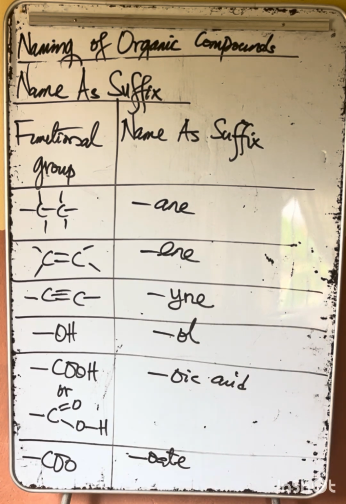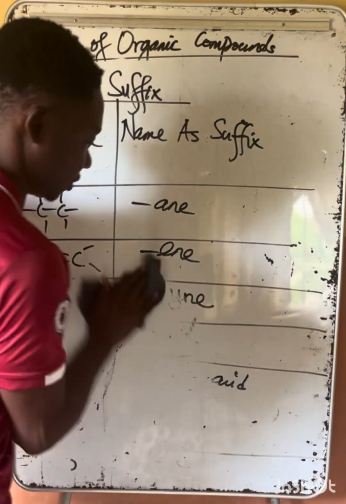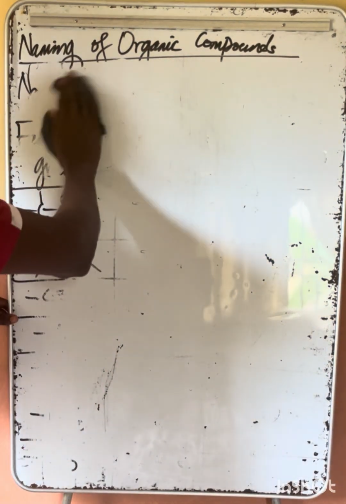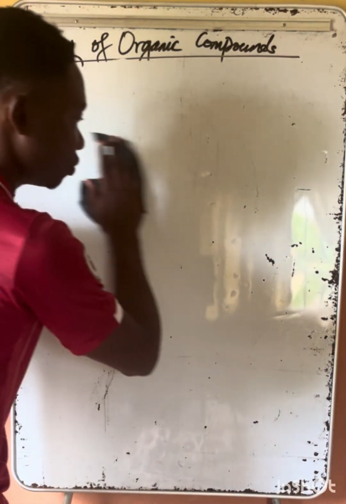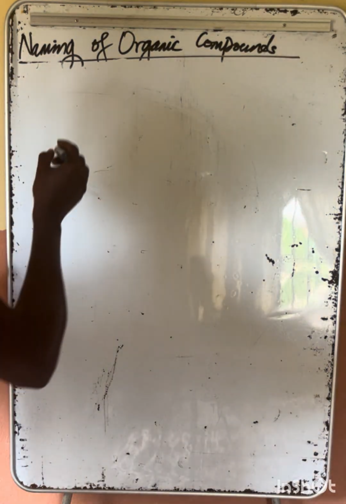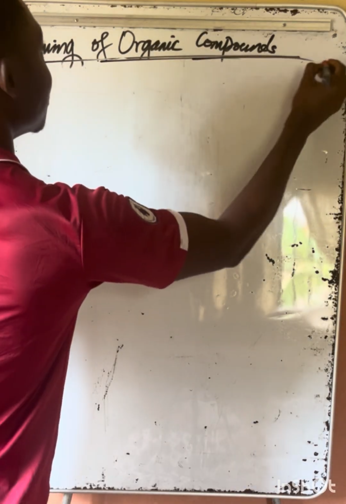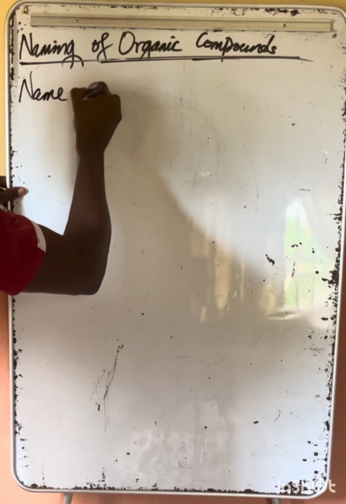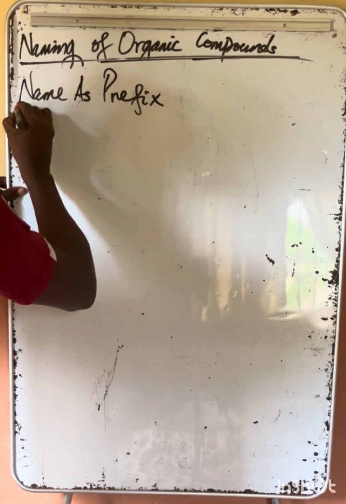Now let's go to name as prefix. If you recall what we've discussed earlier on, name as prefix is got from substituents. What are substituents? As I said earlier on, the atom or group of atoms that will take the natural place of hydrogen in organic compound, just like we have substitution in math. So let's see name as prefix. So we'll take some examples.